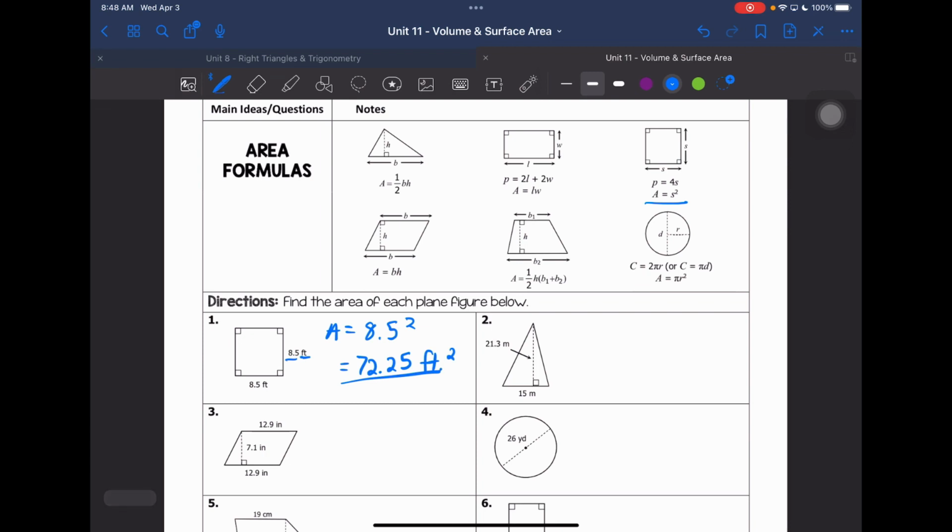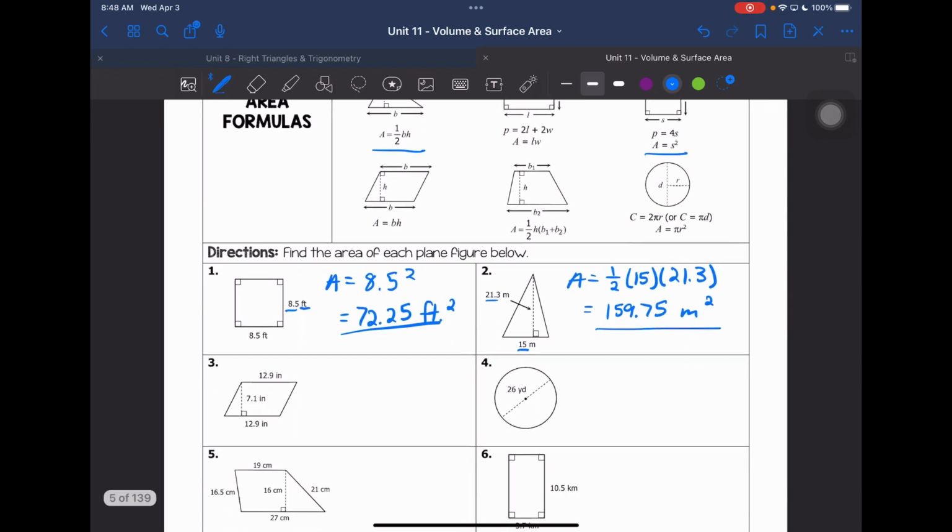Number 2, we have a triangle, and the formula for an area of a triangle is right here. It is 1/2 times the base times the height. So here we can see that the base is 15 and the height is 21.3. So we would just plug in those numbers into the formula using parentheses. 15 is the base, that's going to go in parentheses, and then the height is 21.3, that's going to go in parentheses. Then you would just type all of that into your calculator and find out what that comes out to. It should be 159.75 meters squared. So that is the answer there.